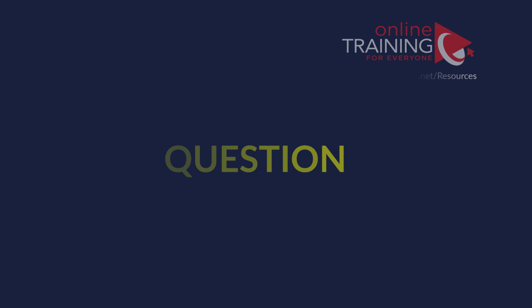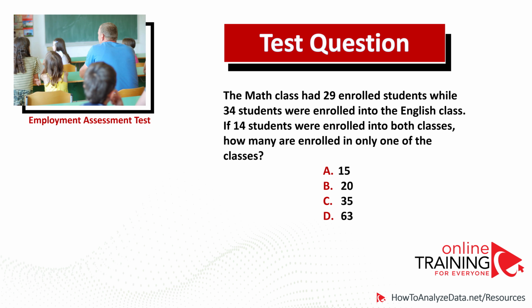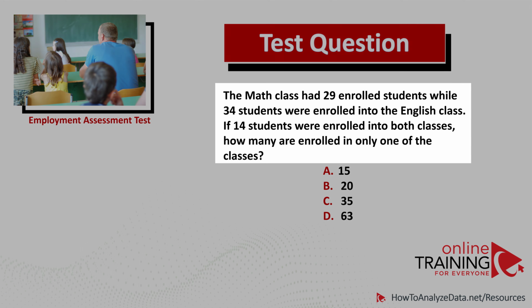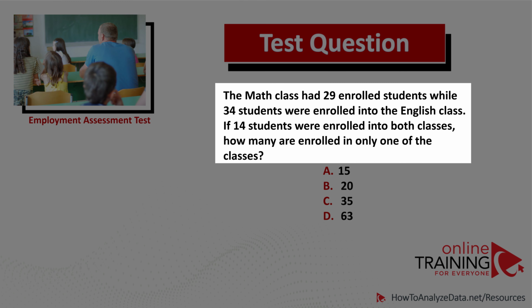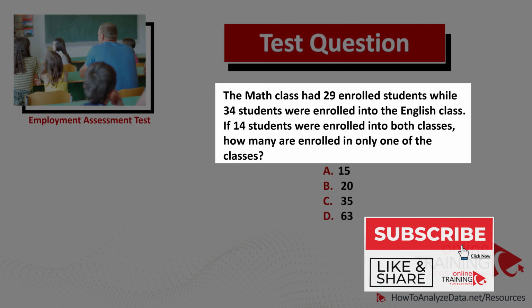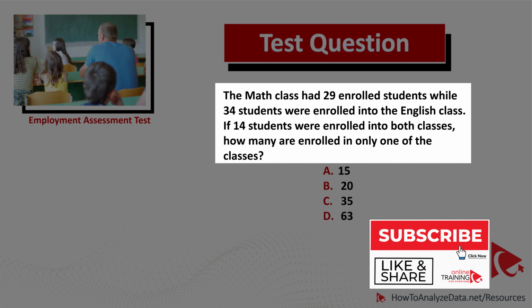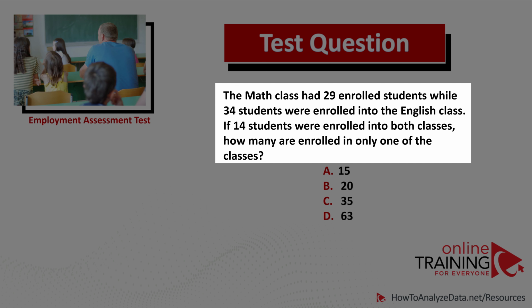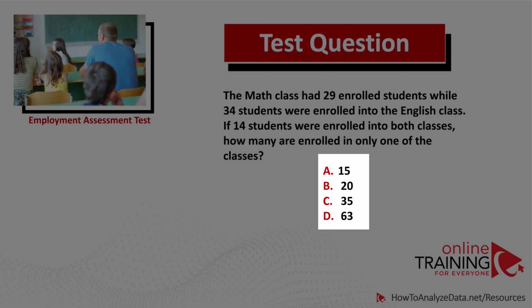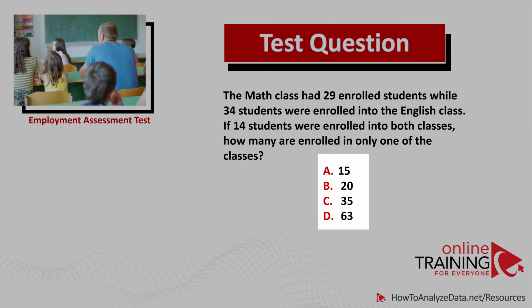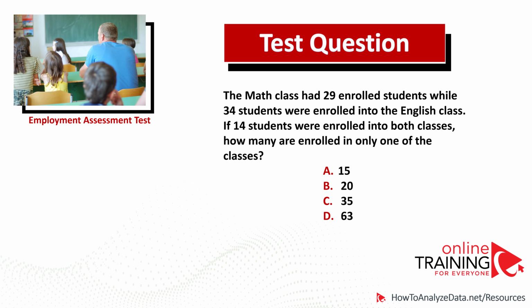Let's look at the tricky question you might frequently see as part of an employment assessment test. The math class had 29 enrolled students, while 34 students were enrolled into the English class. If 14 students were enrolled into both classes, how many are enrolled in only one of the classes? And you have 4 different choices: 15, 20, 35, and 63. Do you think you know the answer? Let's see if we can get to the correct answer together.